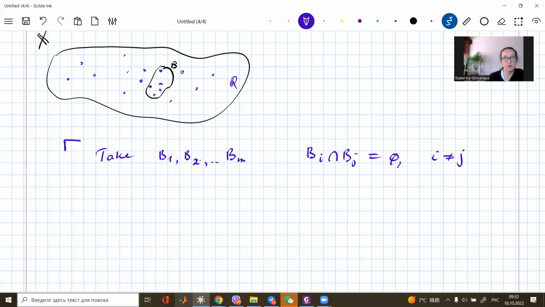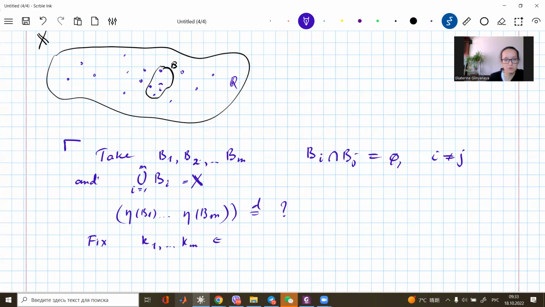And let us assume that in the union we will have all our space X. So we just can add to some subset the complement of this union. Now I want to understand the distribution of the random vector v1, vm. Let me fix numbers k1 and so on, km, some natural numbers or 0, and let me denote the summation of them by k.